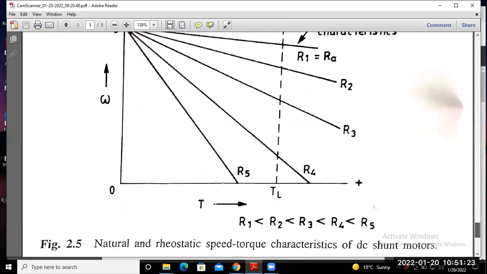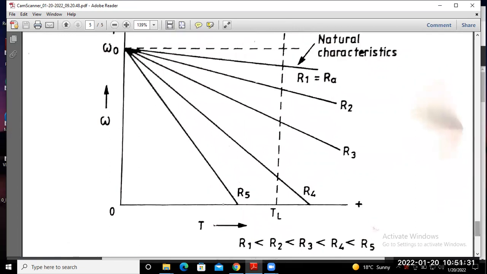So for natural, the rheostatic resistance you have to consider 0 for R1, and if you add some external resistance in the armature circuit, that is R2. Another resistance added will be represented by R3, and if another resistance is added in the armature circuit, it will be represented by R4. So R1 is less than R2, R3 is less than R4, and R4 is less than R5. This is the speed torque characteristic of the DC shunt motor. You have to keep this in mind.